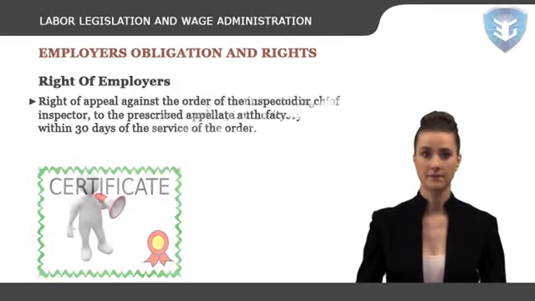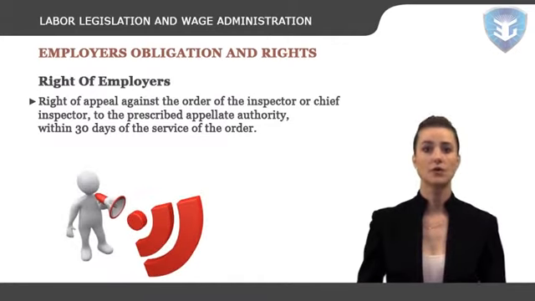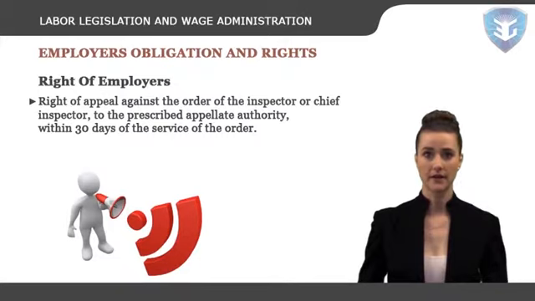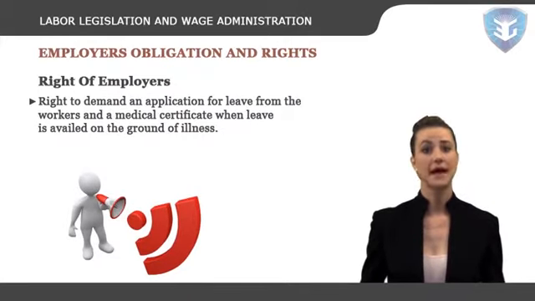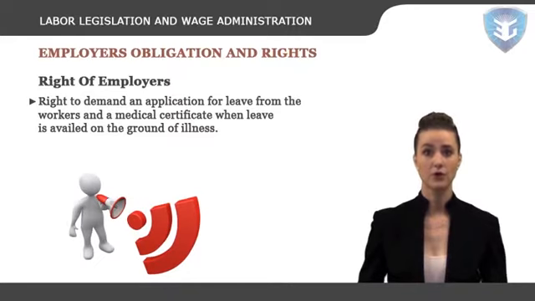Right to refuse to allow a child or a young person not holding a certificate of fitness from working in the factory. Right of appeal against the order of the inspector or chief inspector to the prescribed appellate authority within 30 days of the service of the order. Right to demand an application for leave from the workers and a medical certificate when leave is availed on the ground of illness.